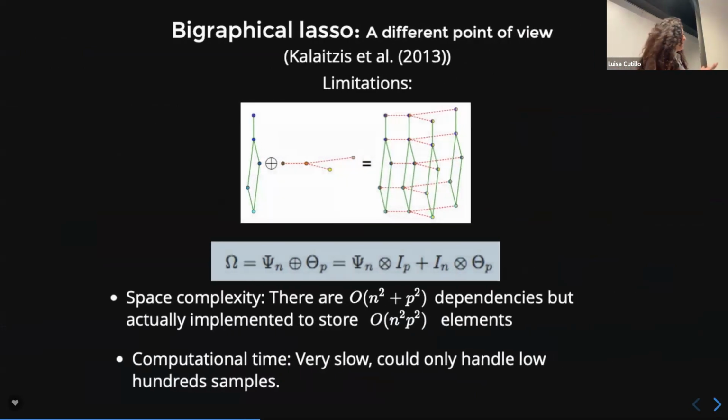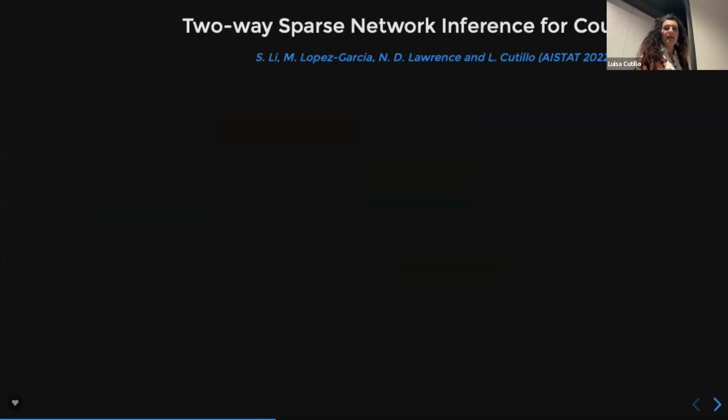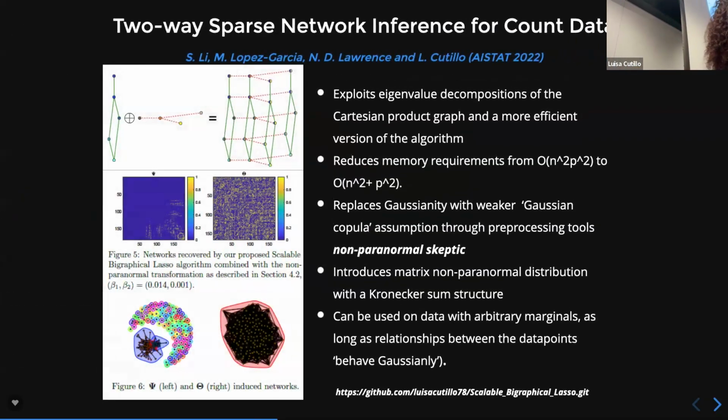Now, so this is a step in the right direction, but there are actually limitations due to the way this was implemented, because it was storing the overall precision matrix, the big omega. So it was a lot. The memory explodes in this case, and also it was able to handle only low hundreds of samples. So we worked on this, and we introduced another approach that would make it faster and memory efficient, but that's not the main contribution of this other work.